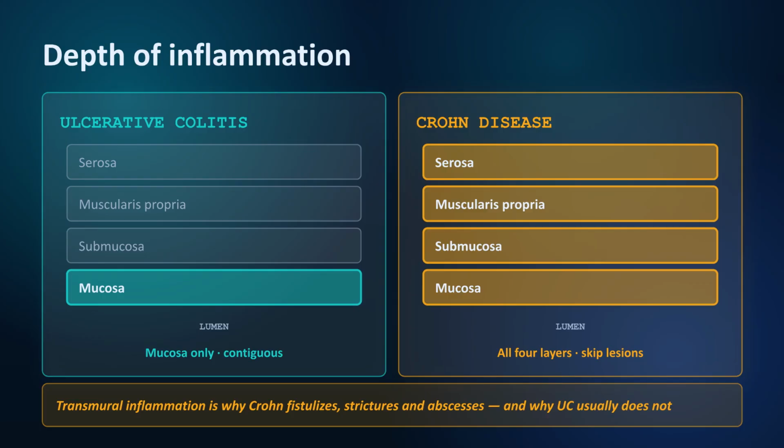Now here is why this matters clinically. When inflammation burns through the entire wall, it can tunnel out of the bowel and form a fistula. It can scar circumferentially and form a stricture, and it can seed an abscess. Ulcerative colitis, staying in the mucosa, usually does none of that. Depth explains complications. Remember that, and the complication lists write themselves.